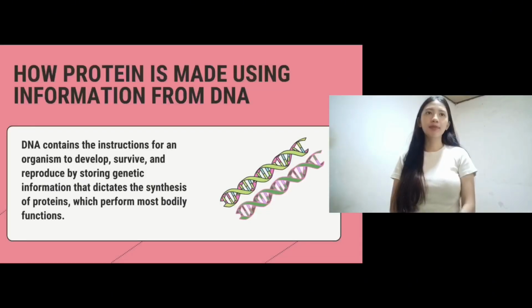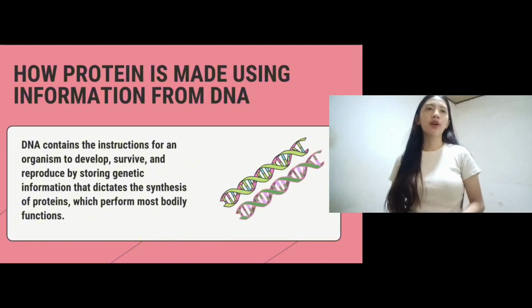How are proteins made using information from DNA? DNA contains the instructions for an organism to develop, survive, and reproduce by storing genetic information that dictates the synthesis of proteins, which perform most bodily functions. DNA is very important because it gives instructions for making proteins. Proteins do almost everything in our body, from building muscles to fighting diseases.